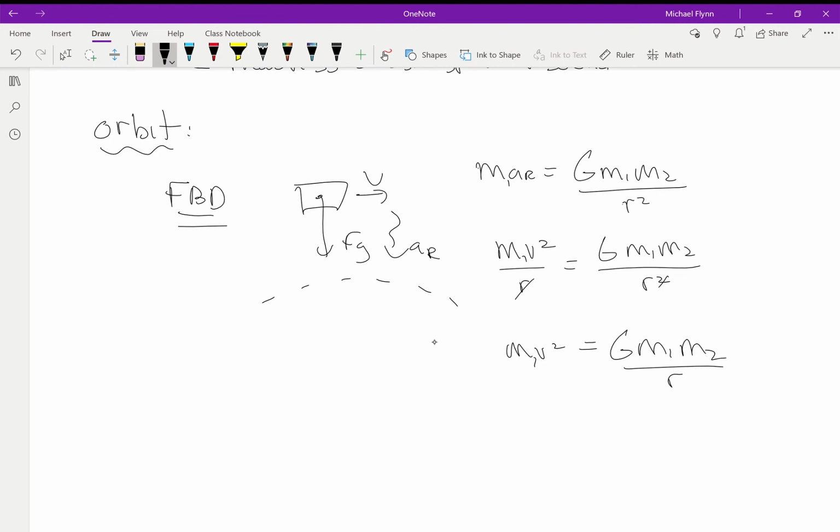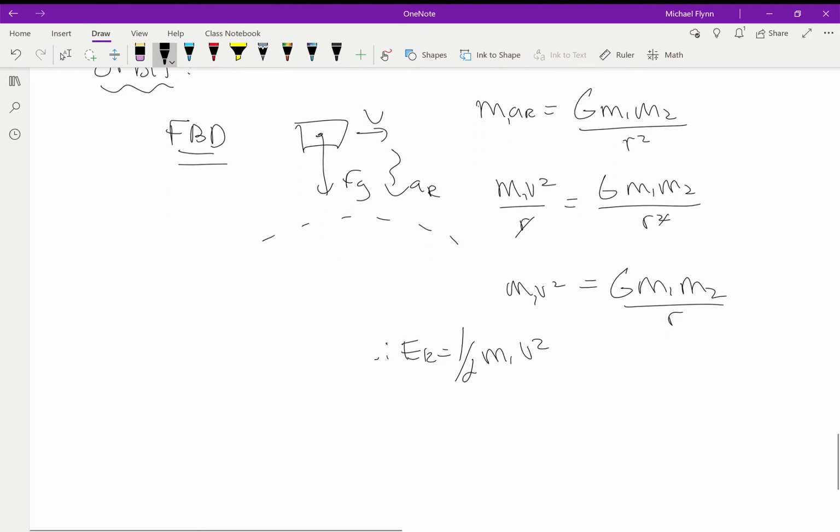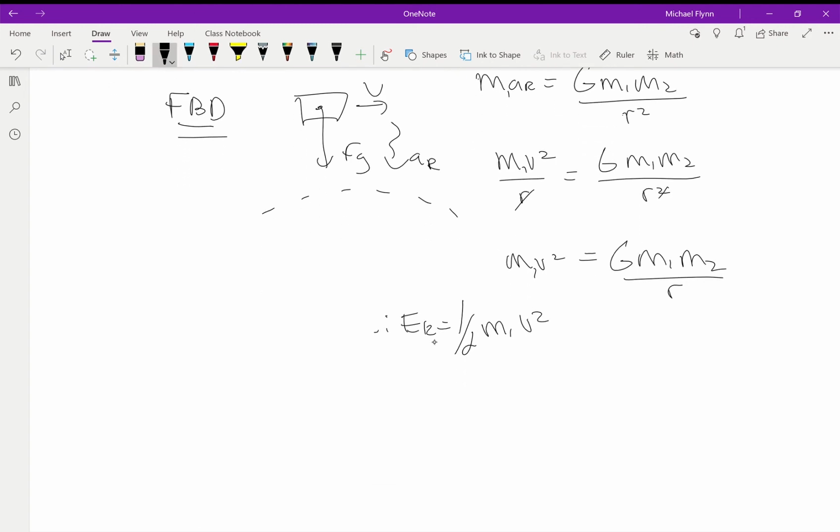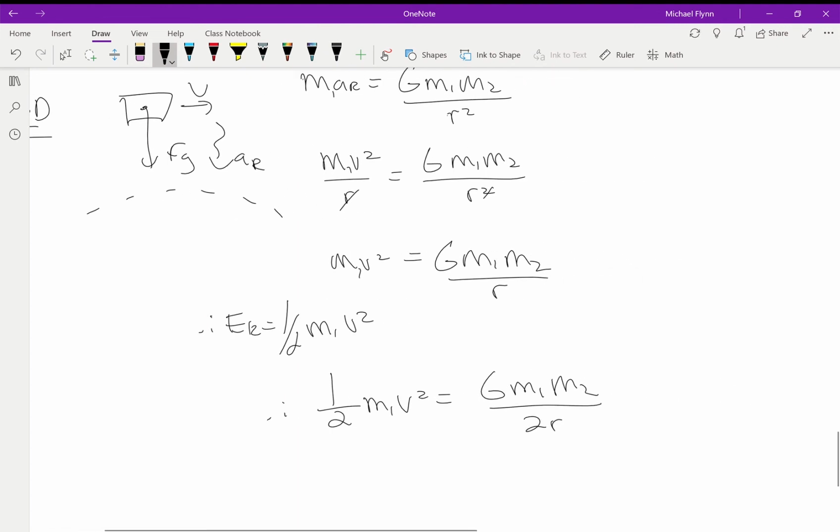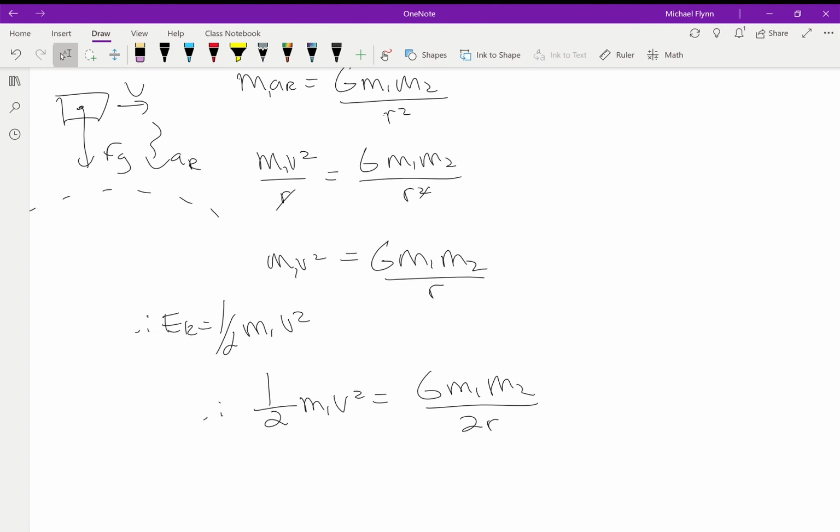But I'm just going to say that EK equals 1/2 m1 v squared, right? So this is kinetic energy for orbit. Now, all I need to do is introduce a factor of 1/2 on both sides, and then therefore 1/2 m1 v squared is equal to G m1 m2, and I have to put the half on this side, so that's going to show up like this. So it's like half of the binding energy, right? Anyway, this is the EK required for orbit.